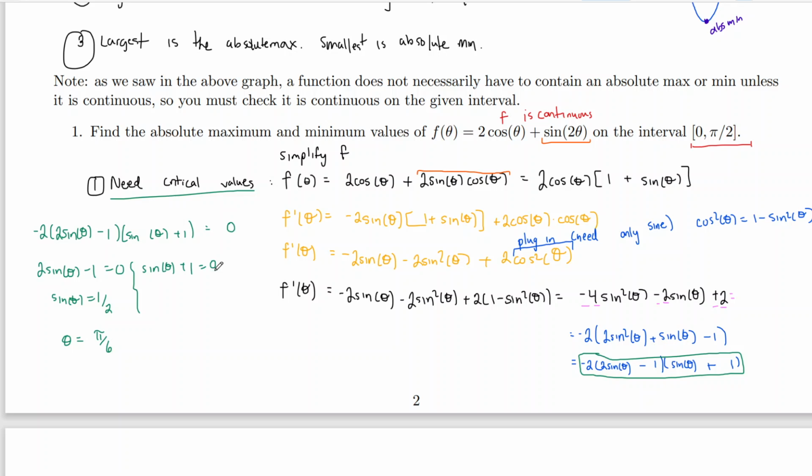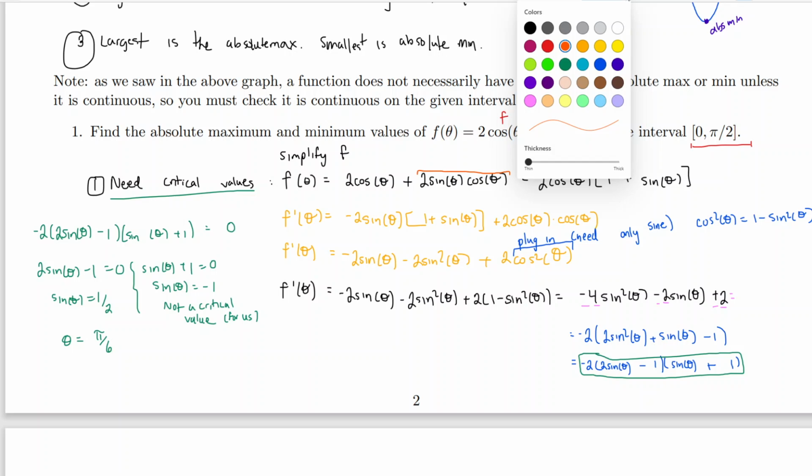Now the other one, to solve this, we would subtract 1 and we get sine of theta equals negative 1. But what do we know about sine in quadrant 1? It's positive. Well, it starts off at 0, but it's all positive. So it's never negative 1, which means this is not a critical value, at least in our interval. Yes, sine of theta does equal negative 1. The angle you can think about is 3 pi over 2, but it's not in our interval, so we don't care about it. It's not a critical value for our problem here.